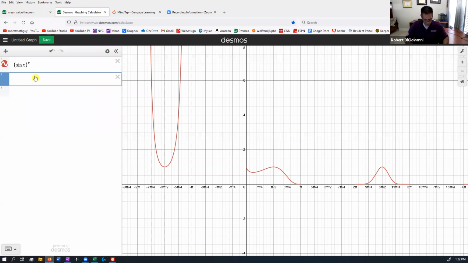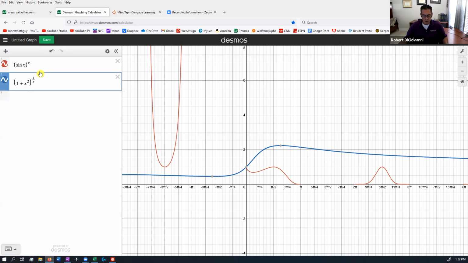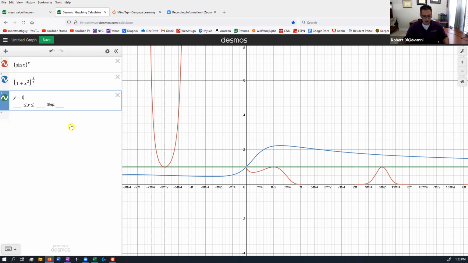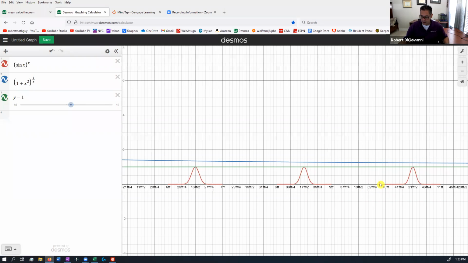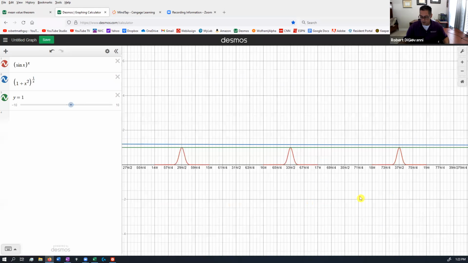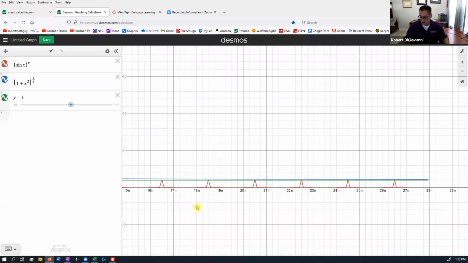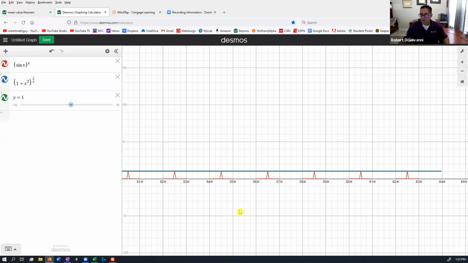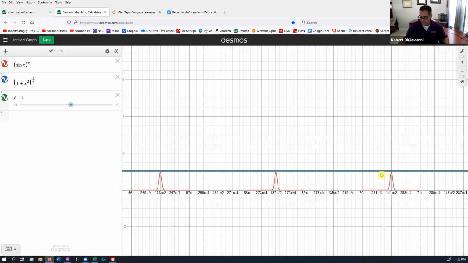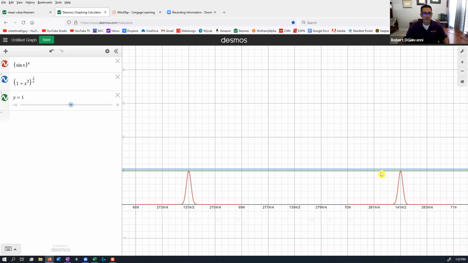Let me graph it. If we take 1 plus x squared and raise it to the 1 over x, it's this blue graph, and we are headed to infinity, right? We need to go out to infinity. So let me graph y equals 1. There's the line y equals 1. That blue graph should be getting closer and closer to it. It takes a while, but it gets closer and closer to 1. And we showed that with the limit.